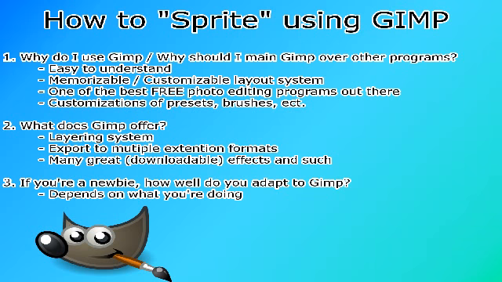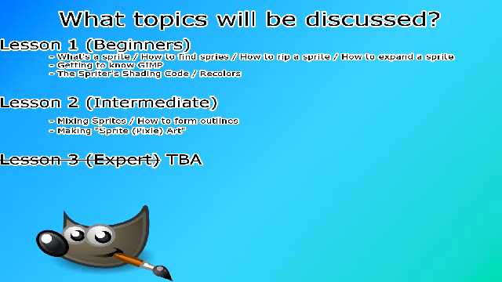What topics will be discussed? Well, there's a lot of things that I want to touch up, but if I had to simplify it, I would put it into these 3 sections right here. Lesson 1 for beginners, lesson 2 for intermediates, and lesson 3 for experts. So lesson 1 is for beginners, of course. It's the one that you should start out with. Even if you are intermediate, there are some things that I may discuss that may come as a shock to you.